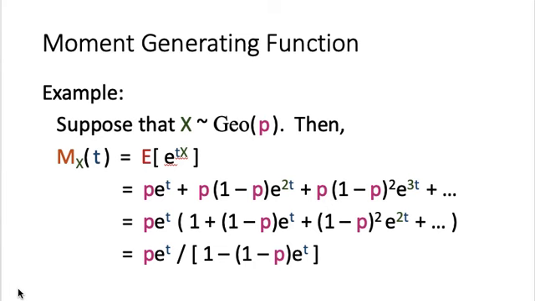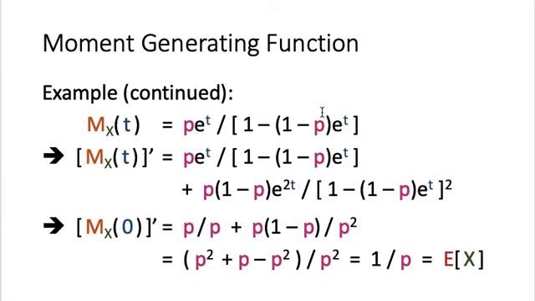Now let's do something further. Okay, now this is a moment generating function. I just copied it from the previous page. So let's try to differentiate this function with respect to t. So after the differentiation, this is what we get.